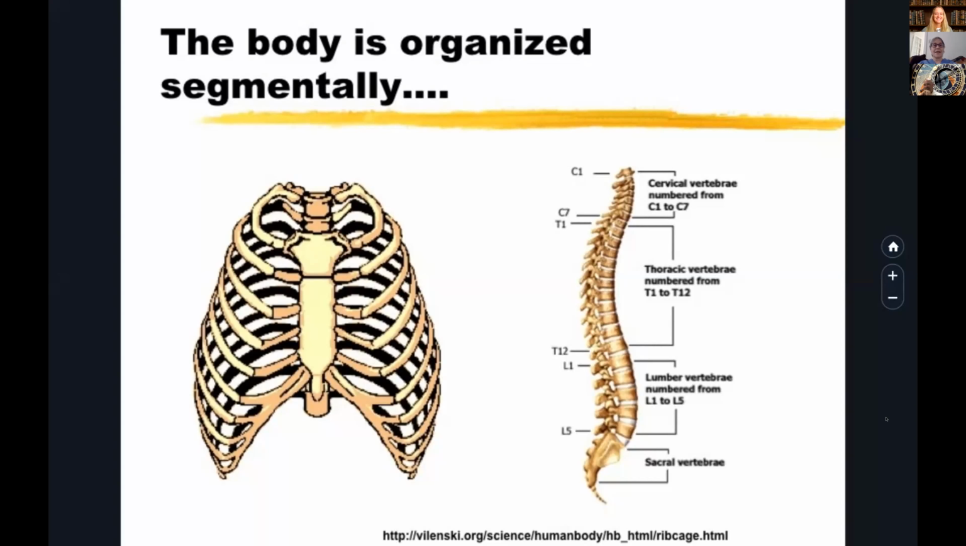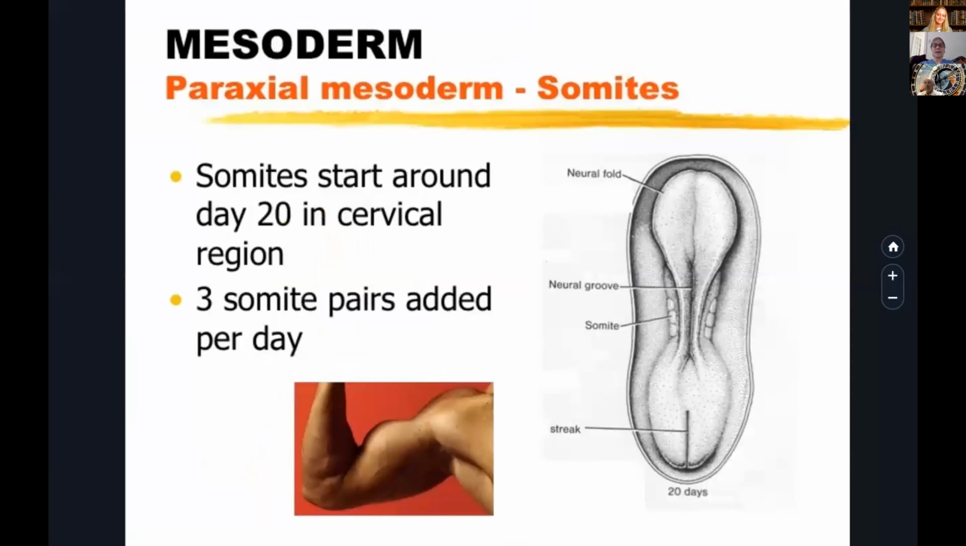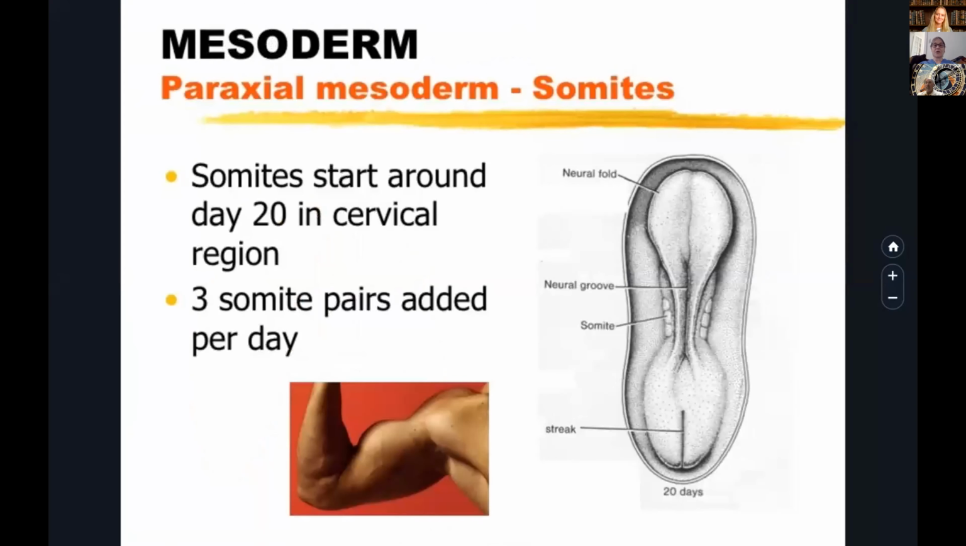So I thought I would just add a little bit. It's interesting when you think about how earthworms look and how development happens. Human beings are actually organized segmentally as well, and the way we're organized segmentally has to do with somites. So we know that they start about day 20 in the cervical region, and it's very timed. You add 3 per day.